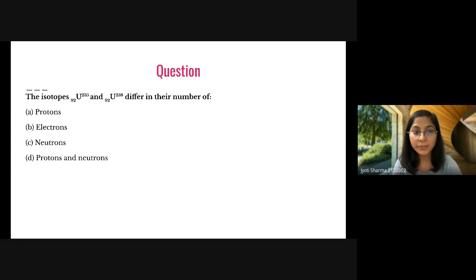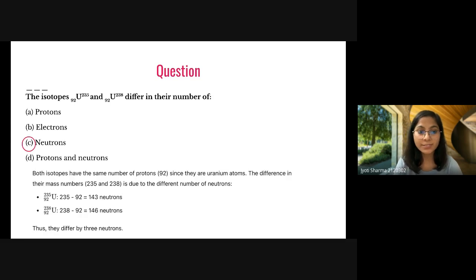So this will be neutron. Just see here how we can calculate this neutron. We have to subtract the atomic number from the atomic mass. So we have 235 minus 92. So for the first isotope, the number of neutrons will be 143.